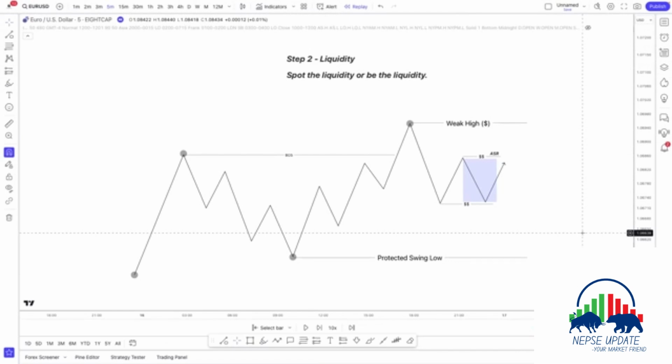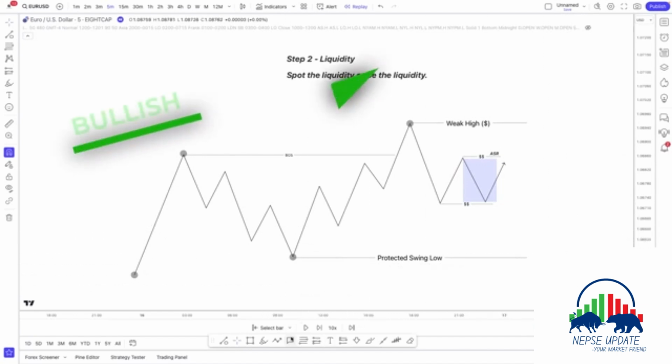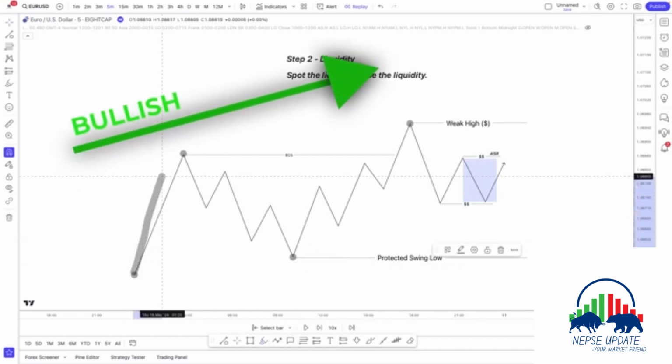Now, bear with me just a moment. It's actually very, very simple. You see, we've just gone over market structure and we've established that we are bullish, right? So we're bullish, we're looking for longs.